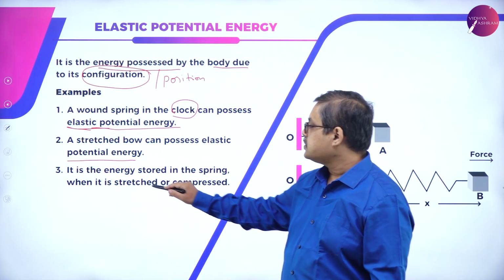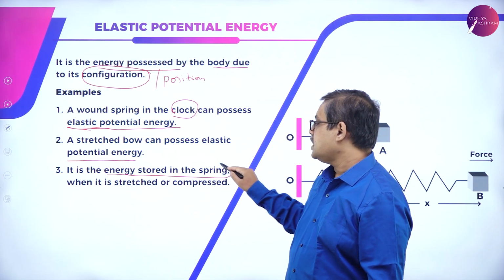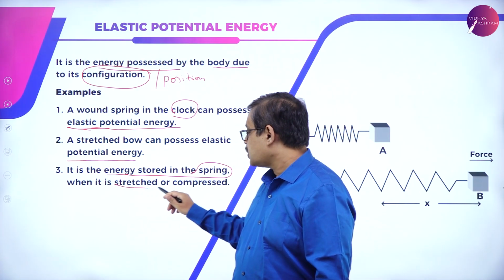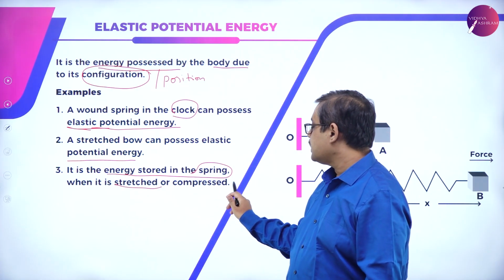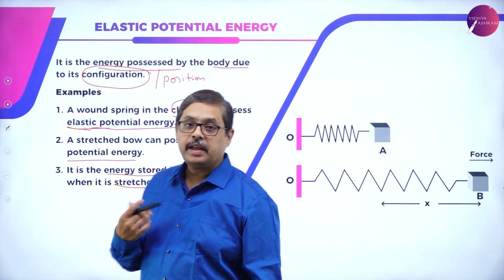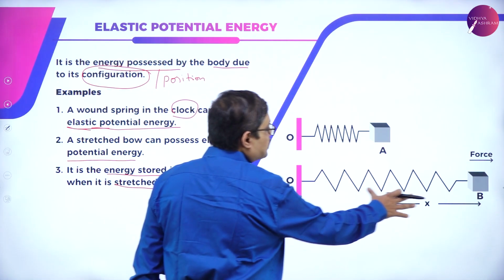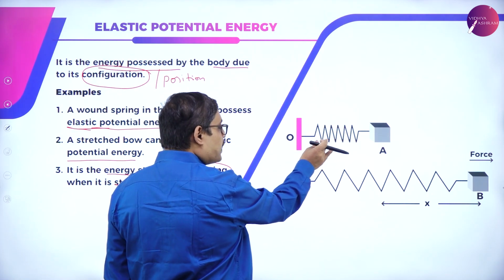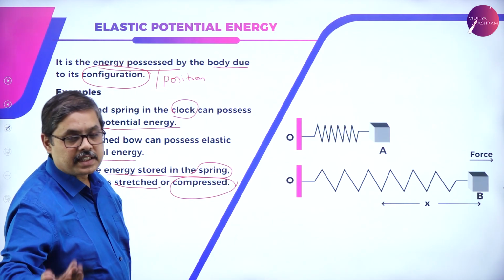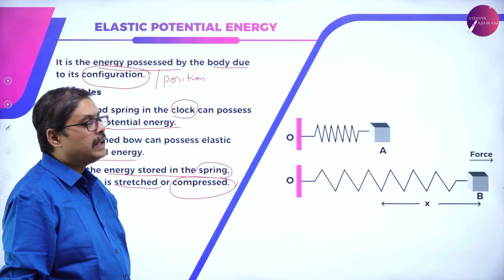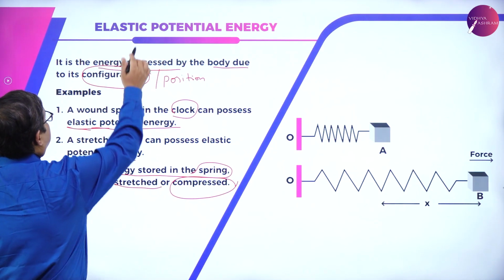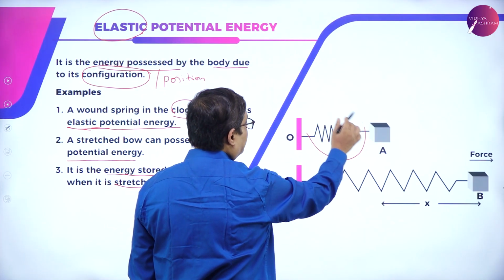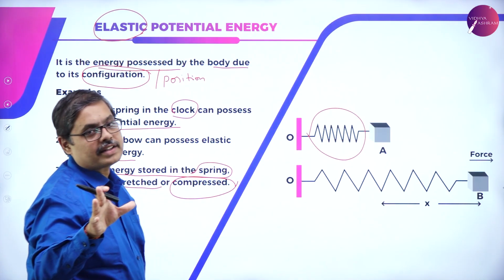This elastic potential energy is the energy stored in the spring. It can be either when the spring is stretched or when the spring is compressed. It can be in both conditions. When it is stretched, there is some amount of energy that is stored. When it is compressed also, some amount of elastic potential energy is stored. Typically, whenever we speak of elastic potential energy, the best example is that of a spring, whether it is compressed or stretched.